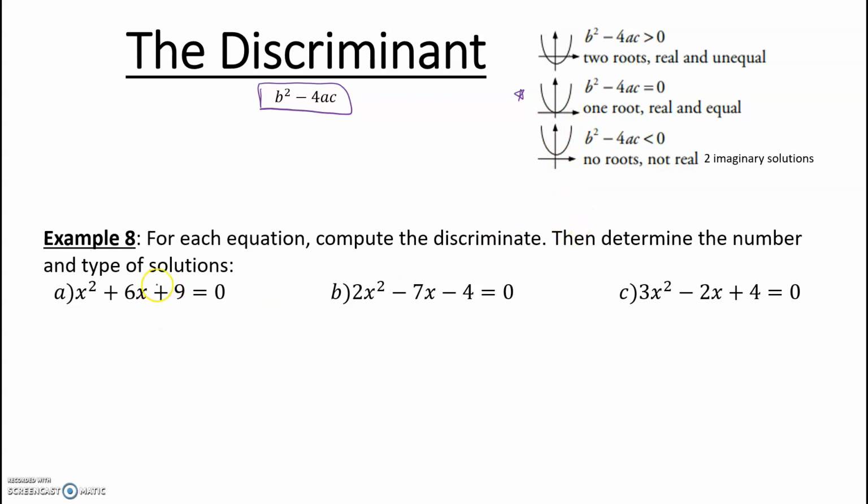So this one, they want us to compute the discriminant. So we're just going to do b squared minus 4ac. So b squared minus 4 times a times c. So we've got 36 minus 36, which is 0. So your discriminant is 0. And again, that means one solution. Oh, one real solution.